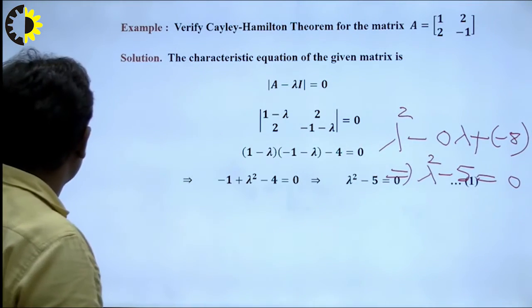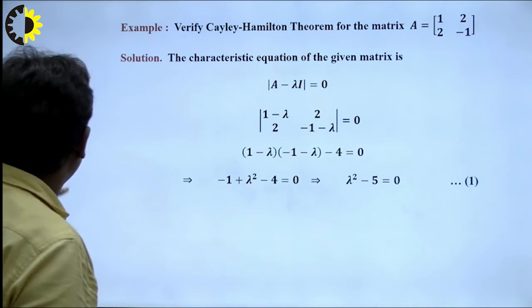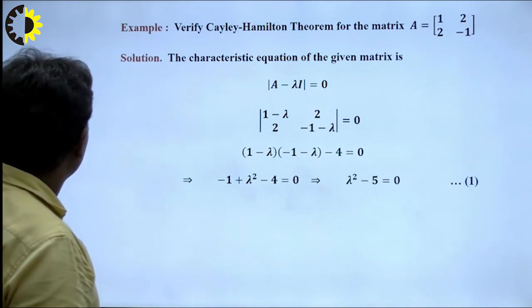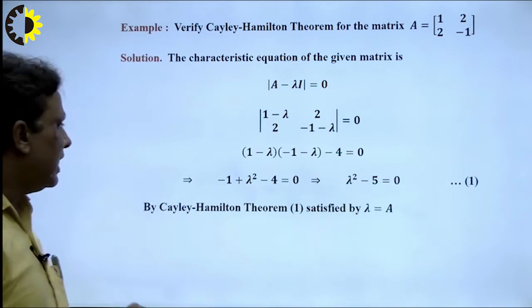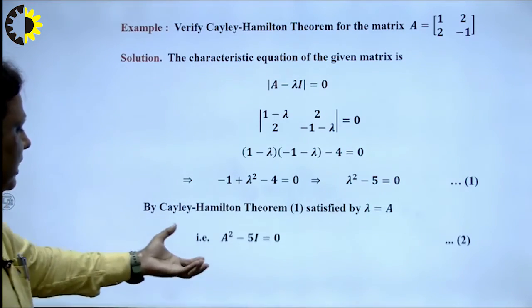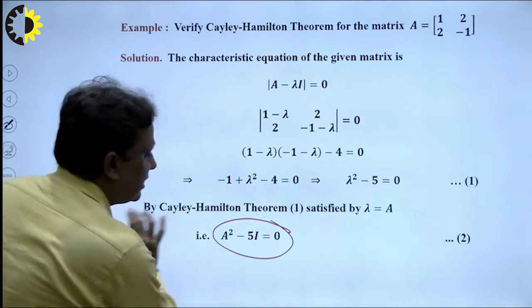We can calculate with the help of the direct method, any one of them. By the Cayley-Hamilton theorem, lambda is replaced by A. So what will it be? A square is equal to 5I. That is the most important criterion.